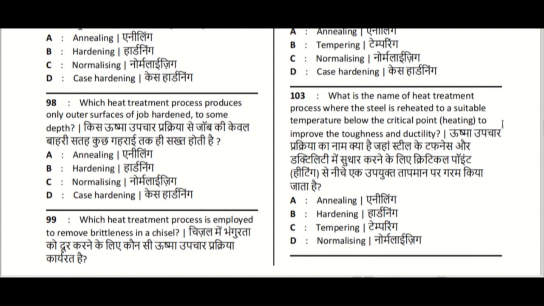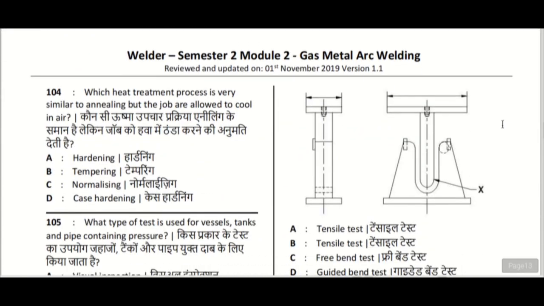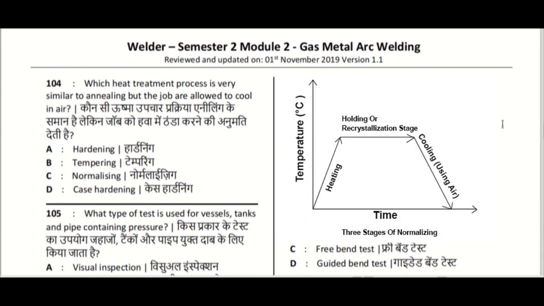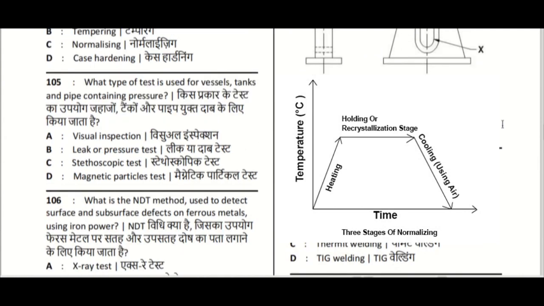What is the name of the heat treatment process where the steel is reheated to a suitable temperature below the critical point temperature to improve the toughness and ductility? The process is known as tempering. Which heat treatment process is very similar to annealing, but the job is allowed to cool in air? That process is known as normalizing.